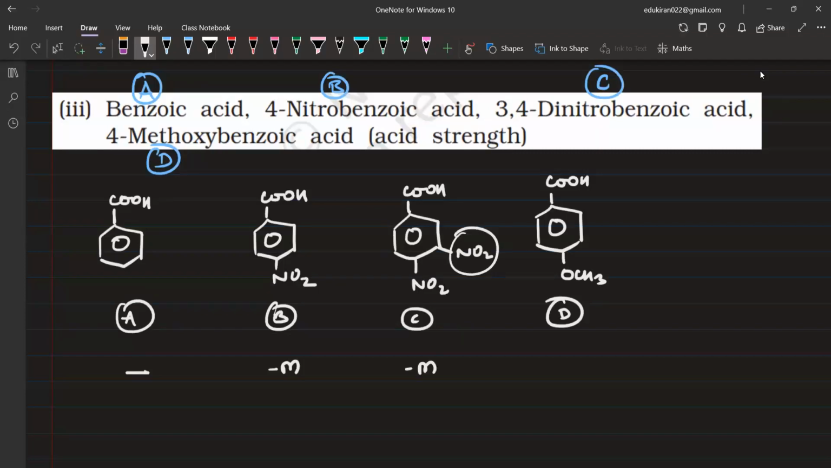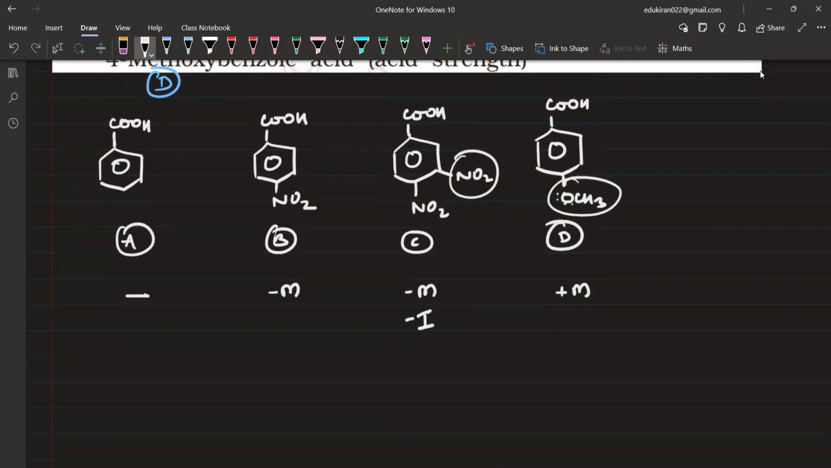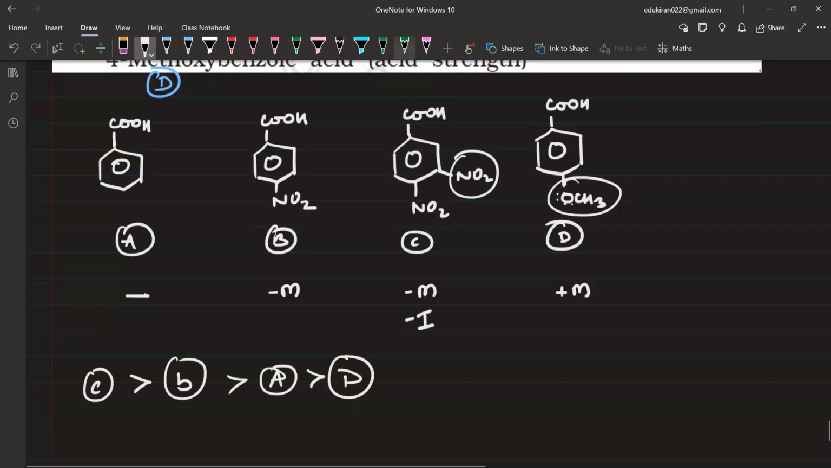Here it is in the meta position, that means it will have minus I. Here OCH3 is present, which has a lone pair of electrons on the oxygen atom, that is why it is going to have plus M effect. Now, if we compare the acidic strength, then obviously the minus I will have the highest acidic strength. So it is highest for C, followed by B, and then will come the 0, that is A, and then you will have D. So C is the most, followed by B, followed by A, and followed by D.